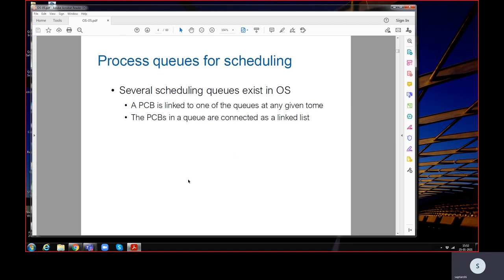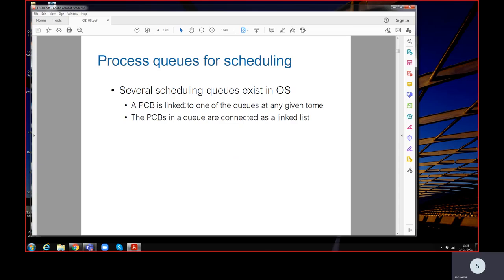A particular PCB for a particular process is linked to one of the queues at any given point of time. Okay, sorry about a typo here. I wanted to write that a PCB is linked to one of the queues at any given point of time. So there are several such queues, and a PCB is linked to one of the queues at one point. At some other point, it may be linked to some other queue and so on.